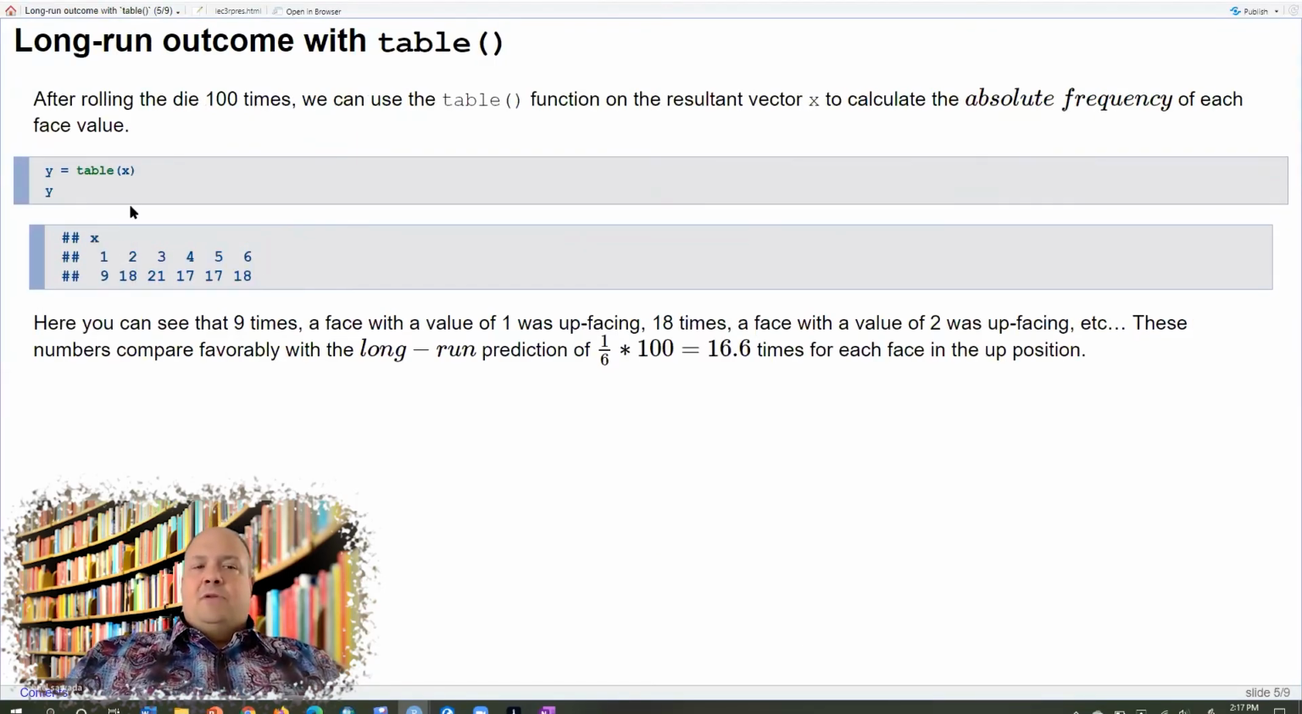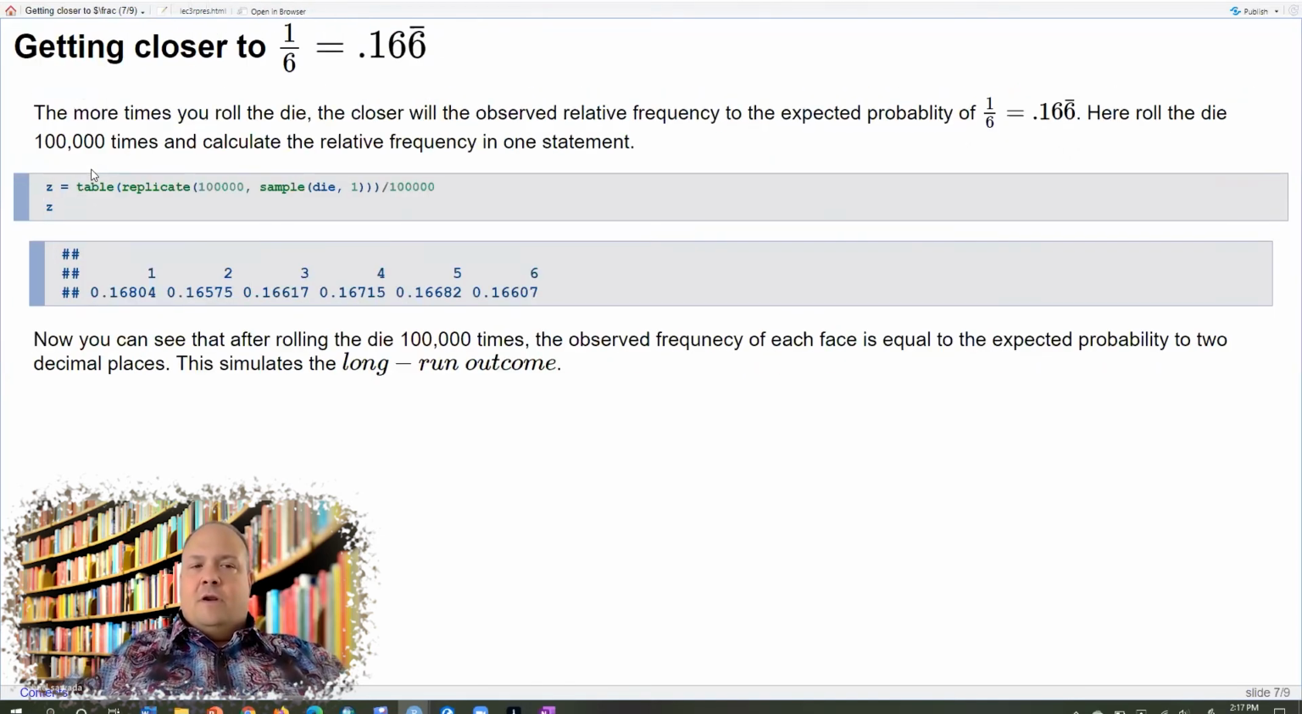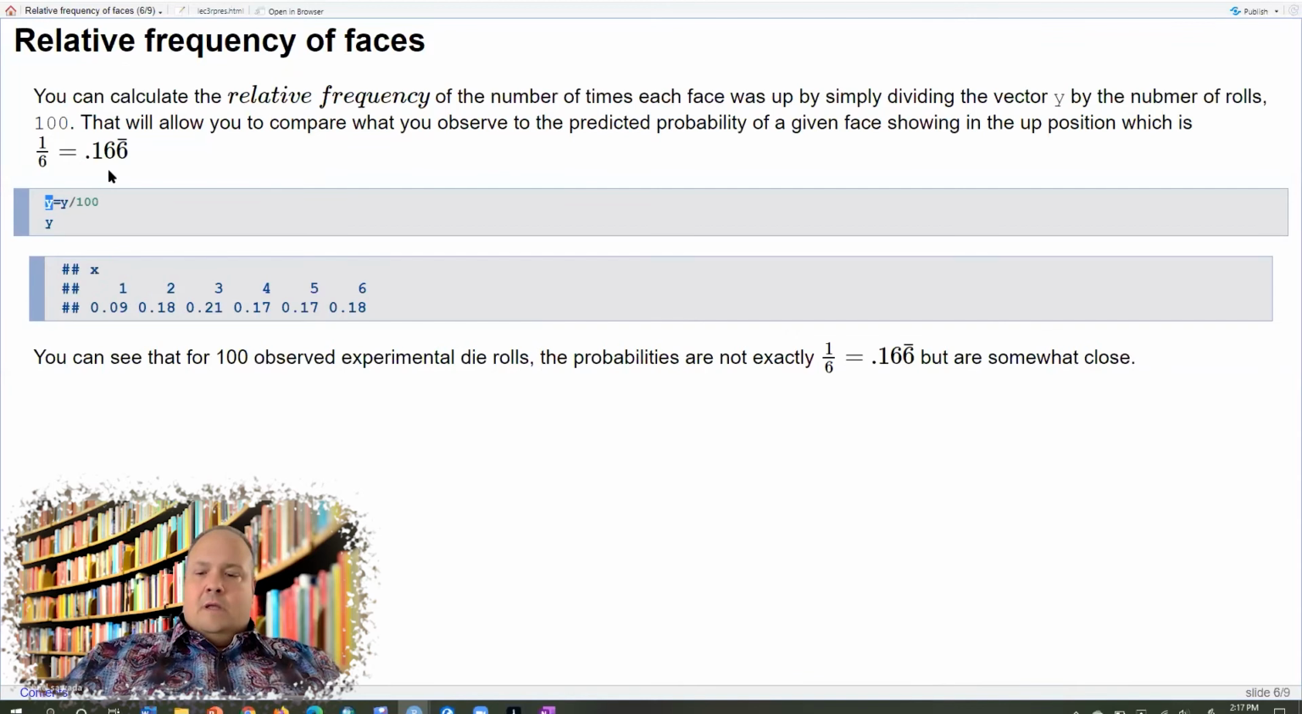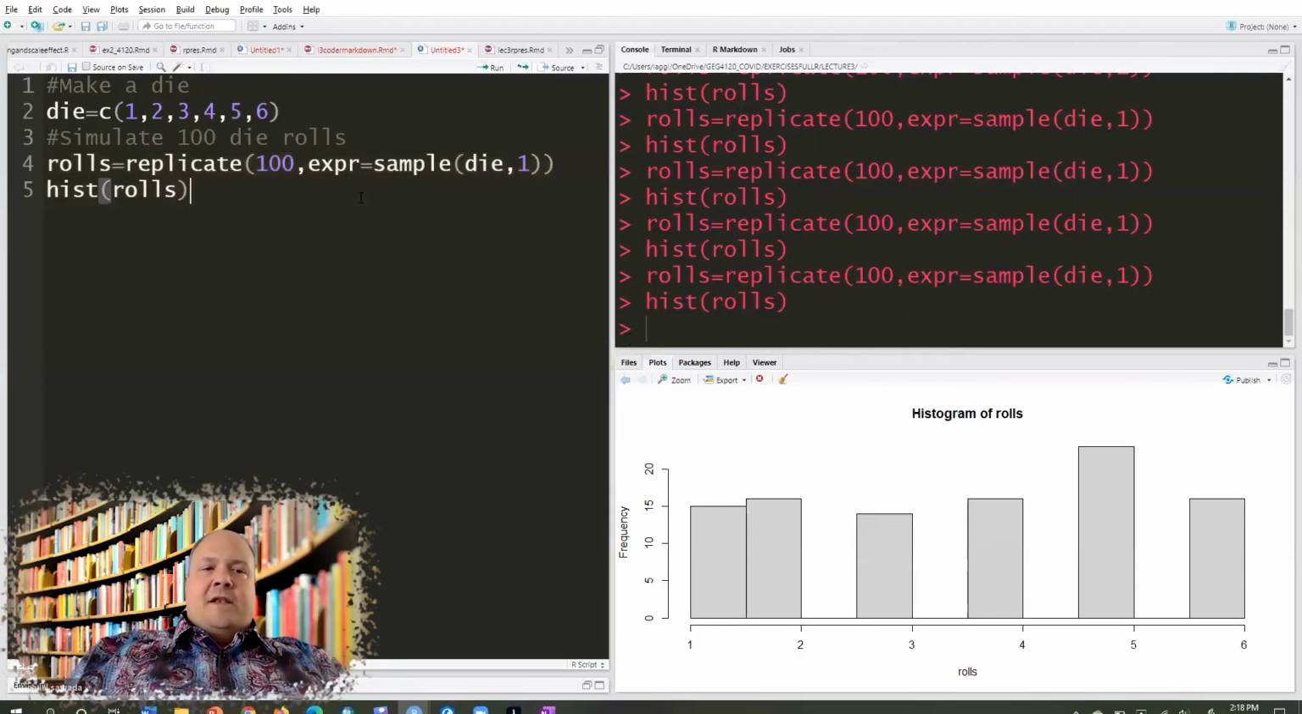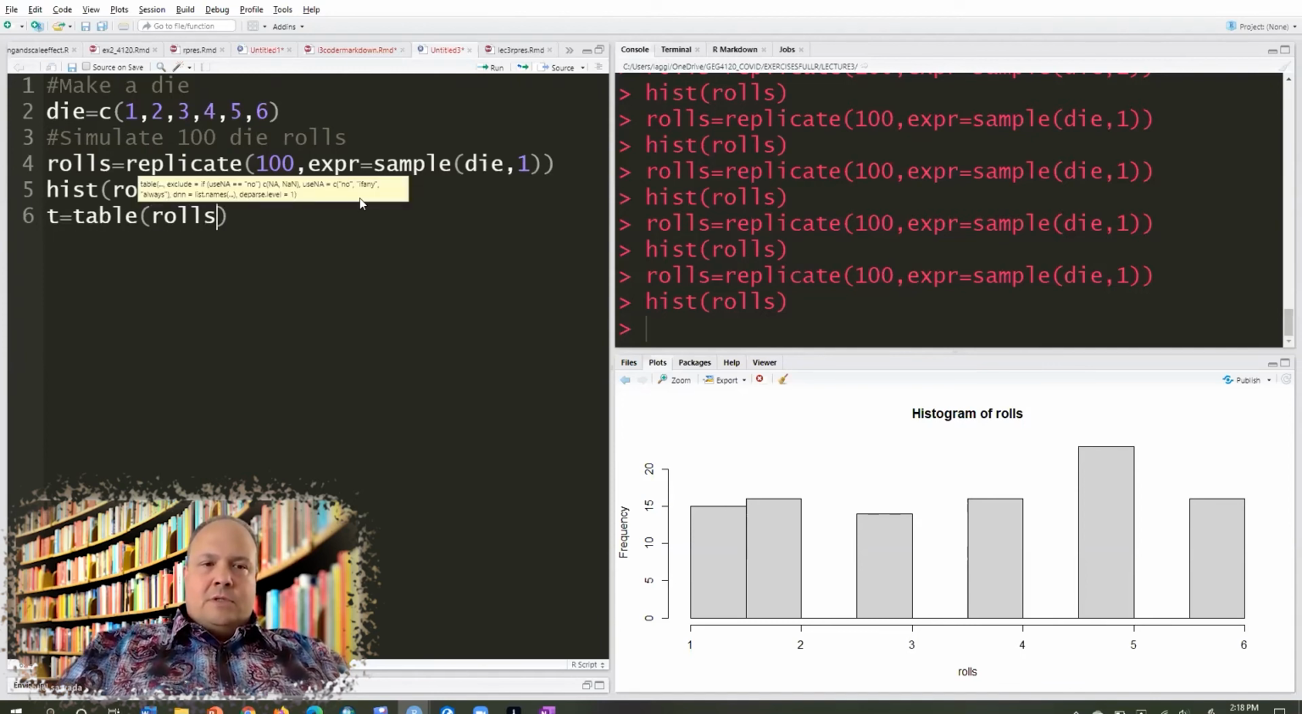So we can look at the absolute frequency using the table function of R. Oops. Skipped ahead a bit. So the table function just summarizes the number of unique values for each of the sample numbers. So 1, 2, 3, 4, 5, 6 at the top here. And then this is how many times each one comes up. So I'll add it in here. So I'll have the histogram to look at, and I'll also say table. And I'll call the table T equals table, and that'll be rolls, like so. And it'll just show T.